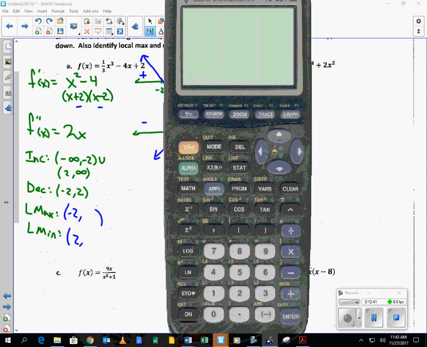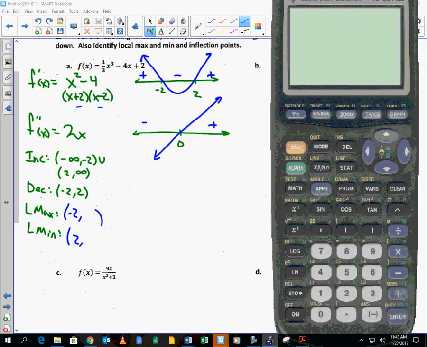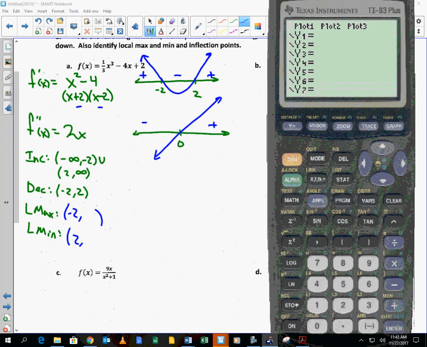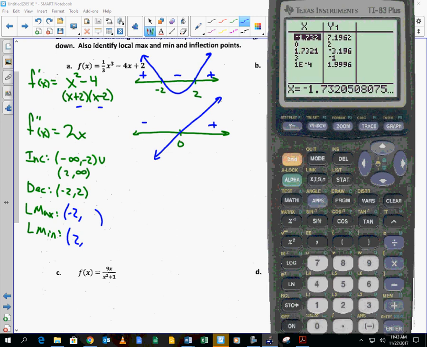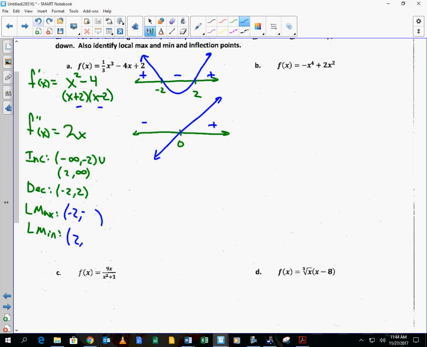So how do you think I come up with the y value? Plug it into what? Yeah, plug it into the original. So if I go 1 divided by 3, x cubed minus 4x plus 2. I go to my table and I type in -2 and positive 2. You can see I get negative 7.3 repeating. Okay, so I've got those.